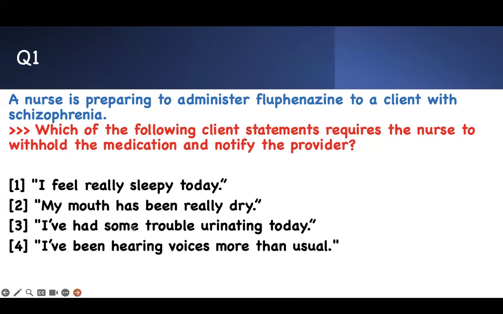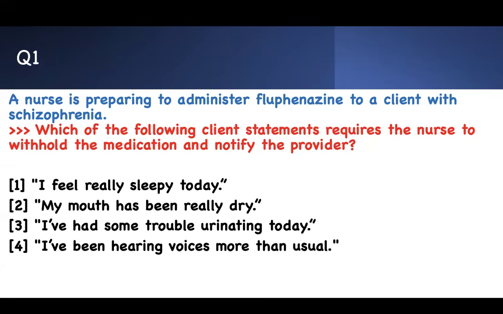Let's go. First question. As usual, you know it's the Adapting Class way. Similar to the NCLEX, but it's content-based. Which of the following client statements requires the nurse to withhold the medication and notify the provider? That's the buzzword. That's why I put it in red to emphasize the concept. That means something is wrong. When the patient says something, you have to listen and talk to the provider. What is the problem? Go for the buzzword now.